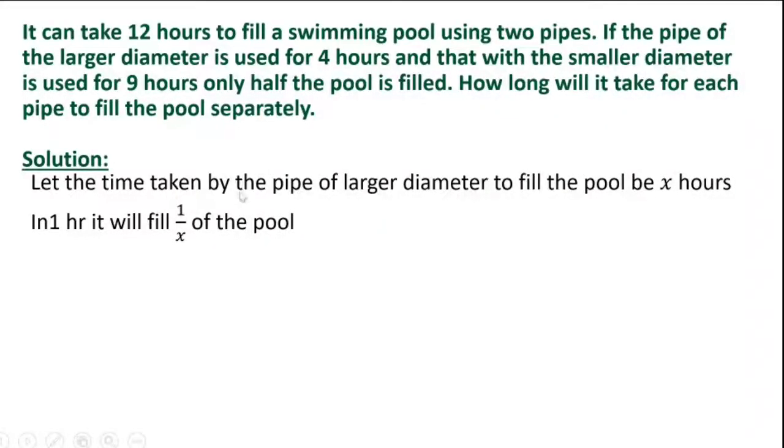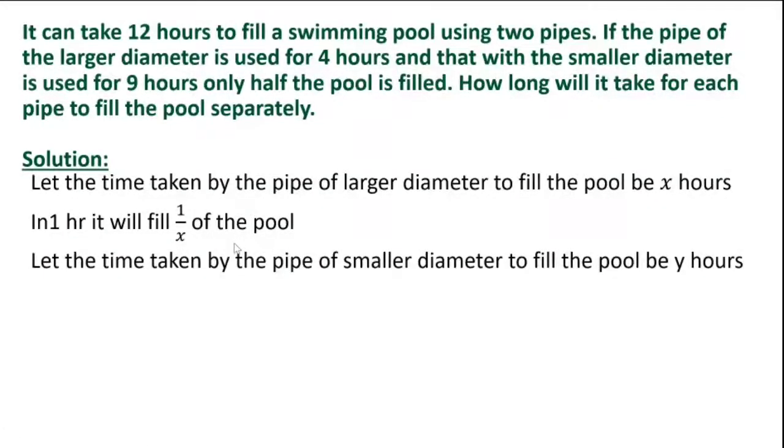Now if it is taking x hours to fill complete pool, in 1 hour, it will fill 1 upon x of the pool. Exactly same way, the time taken by the smaller diameter pipe was y hours. So if y hours it is taken to fill the complete pool, in 1 hour it will fill 1 upon y of the pool. If both the pipes are working together, they are filling up the pool in 12 hours. So if they are working for 1 hour, only 1 upon 12th pool will be filled up.